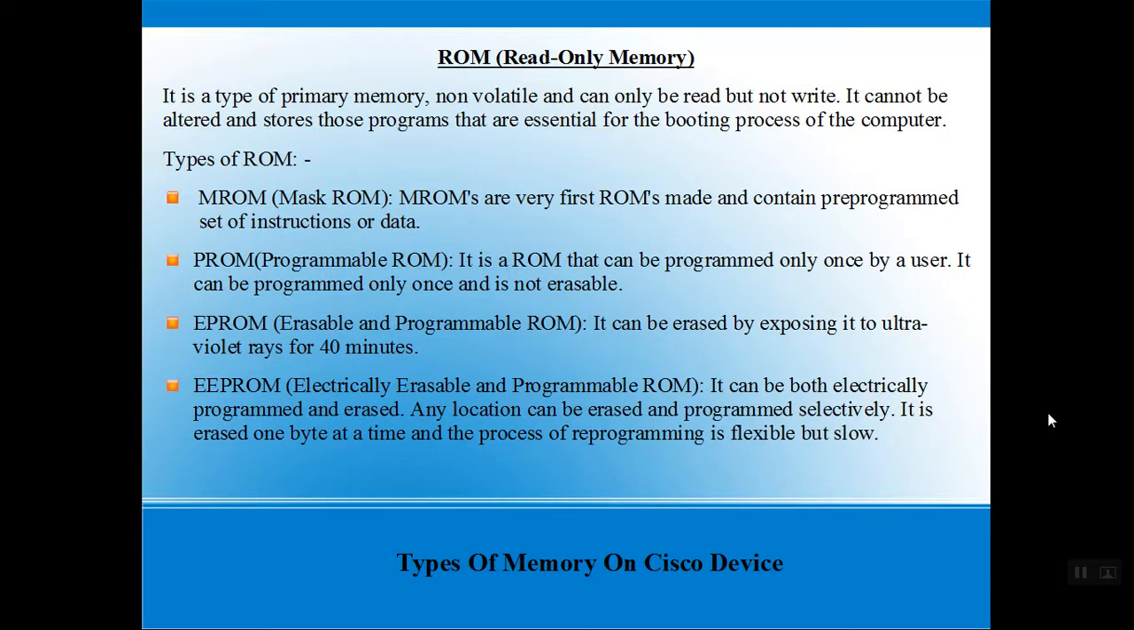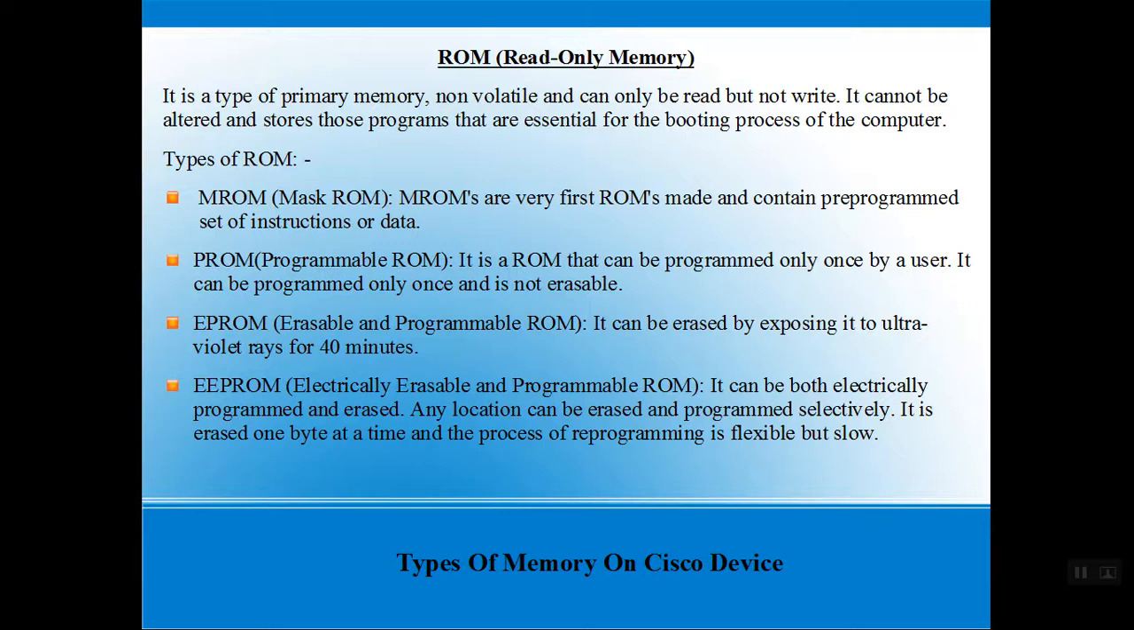Now ROM. ROM is a type of primary memory, non-volatile, and can only be read but not written. It cannot be altered and stores those programs that are essential for the booting process of the computer. Now there are different types of ROM: MROM, mask ROM; PROM, programmable ROM; EPROM, erasable and programmable ROM; and EEPROM, or electrically erasable and programmable ROM.